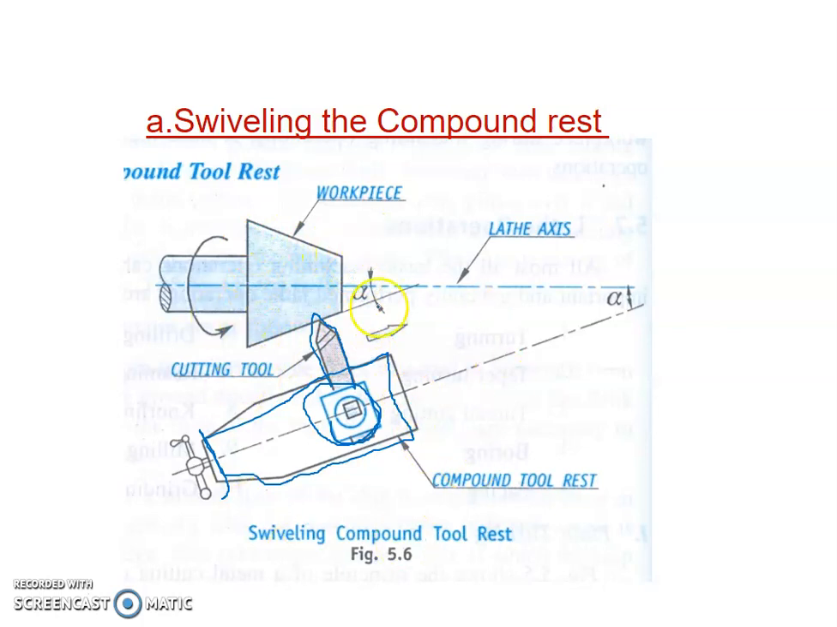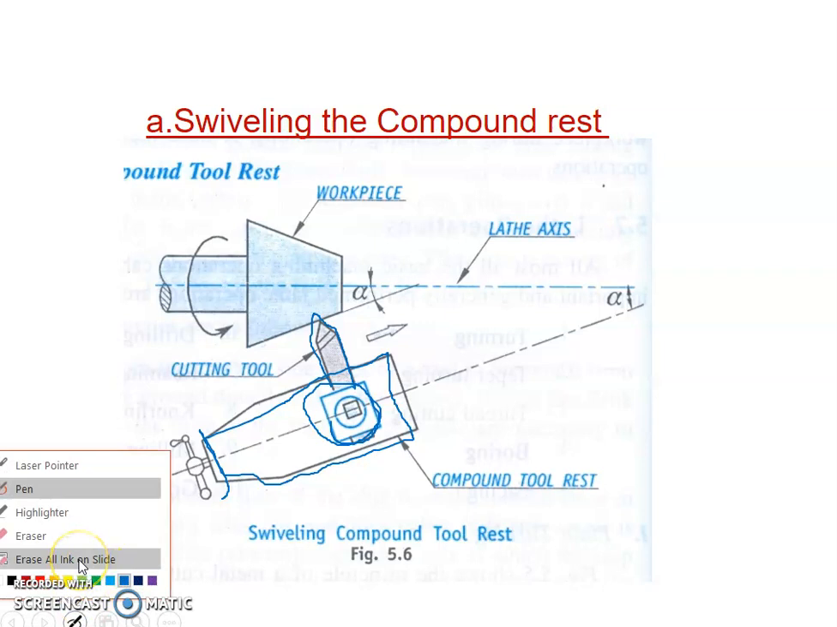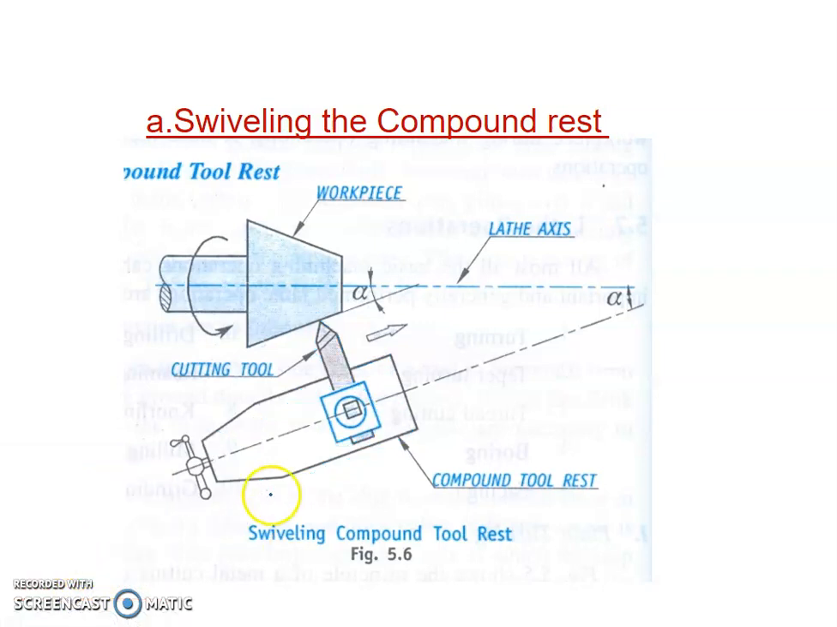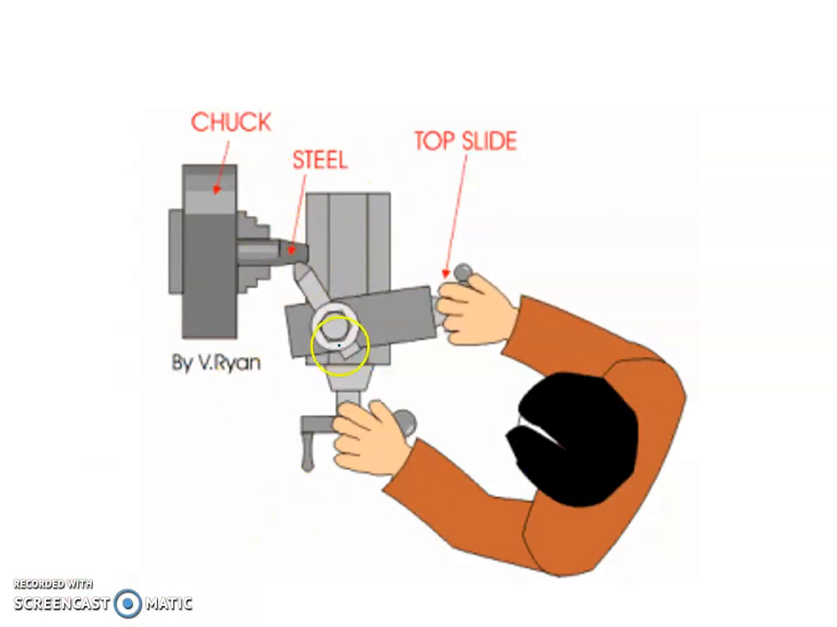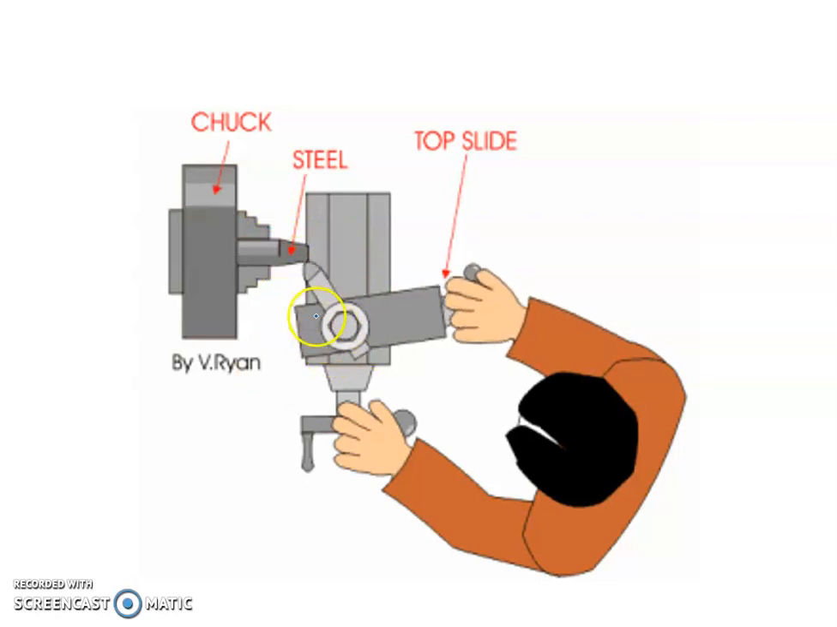So this is the method of producing the taper on the cylindrical workpiece by swiveling the compound rest. Here we can observe the animation, how this compound rest is swiveled so that the tool is also tilted at an angle, and how we can produce the taper on the cylindrical surface.